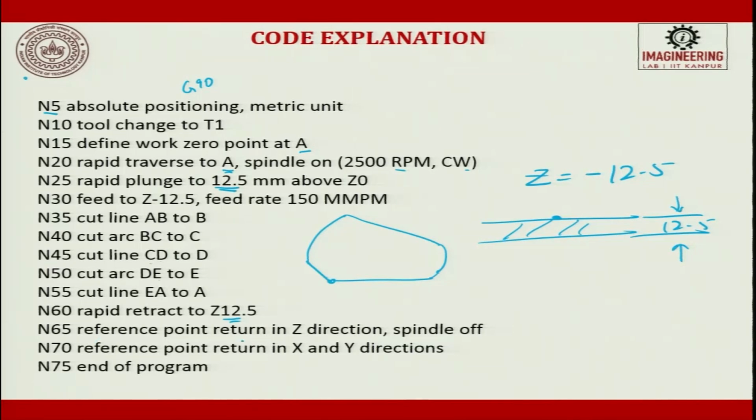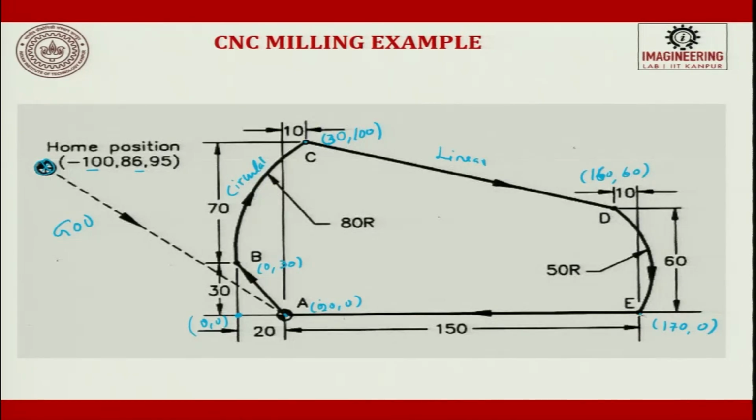Then the reference point returns to Z direction, the spindle is switched off, the reference point returns to X and Y directions and the end of the program happens. So, these are the sequence of operations. You just have to look into this program and then start writing.